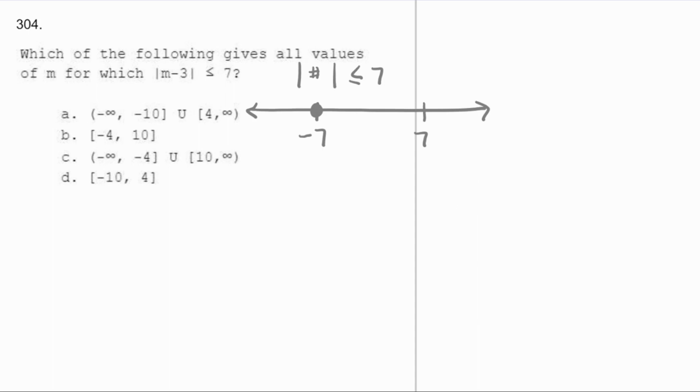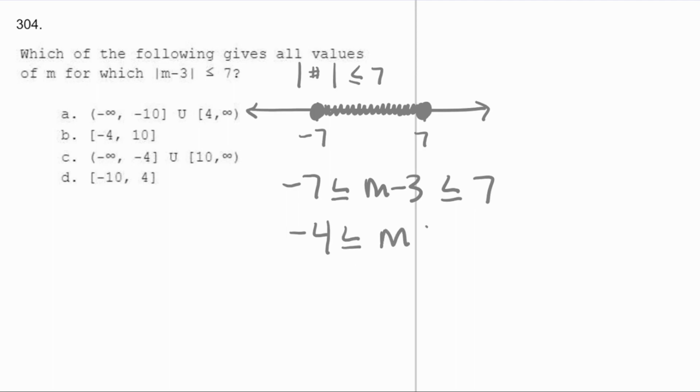Now, the absolute value is equal to 7 at these 2 points, and then the absolute value is less in between them. So I'm going to say that this thing I'm taking the absolute value of is between negative 7 and 7. And the thing that I was taking the absolute value of was m minus 3. So we're going to solve this inequality by adding 3 to all three sides. That would be negative 4 to m to 10. Oh, and again, interval notation. It's going to go from negative 4 to 10, and because we're including both, they will both be square brackets.